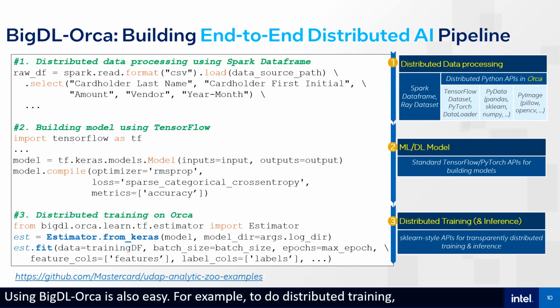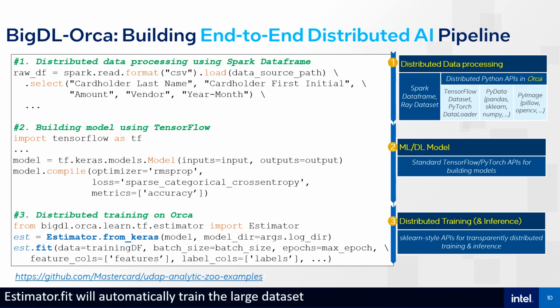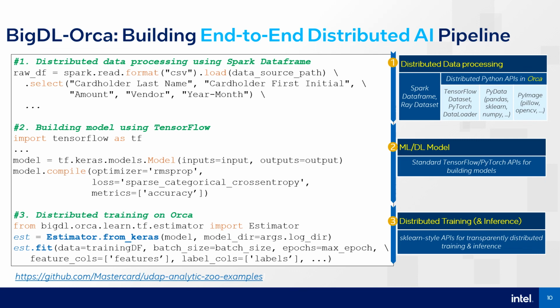Using BigDL Orca is also easy. For example, to do distributed training, you can simply create an estimator to take a normal PyTorch or TensorFlow model. Estimator.fit will automatically train the large dataset in a distributed fashion on the cluster.